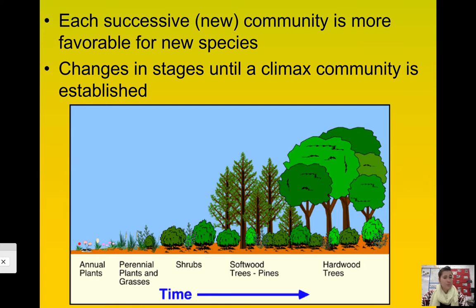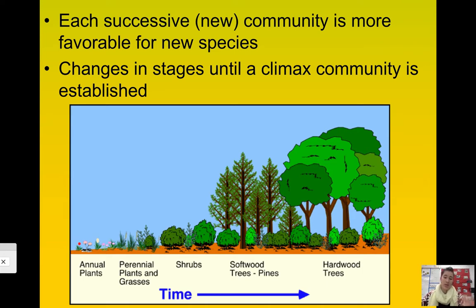So we want to look at this community here on the screen. It goes from annual plants to hardwood tree. Hardwood tree is going to be our climax community, and we're going to start with annual plants. As each new successive community comes along, it's going to be favorable for different species.